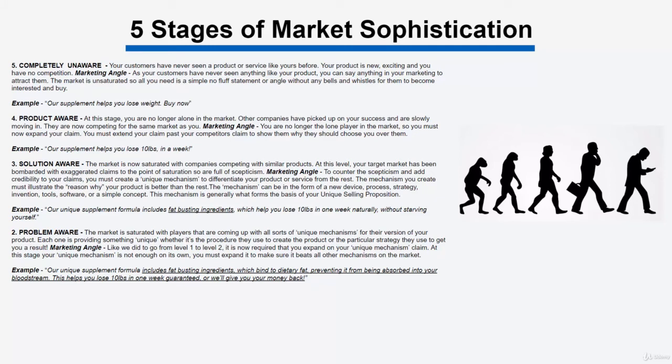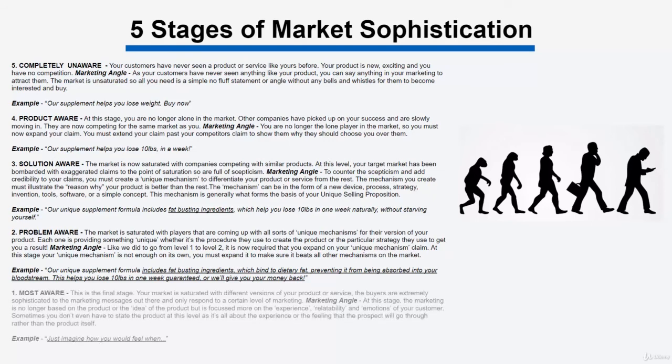So really keep that in mind when you're developing your marketing messages, when you're developing your business development strategy, that if there's already a ton of players in the marketplace, you not only have to develop your unique mechanism, but expand on that a little bit so that you can really separate and differentiate yourself in the marketplace. Now let's take a look at the most aware stage. This is the final stage of market sophistication.